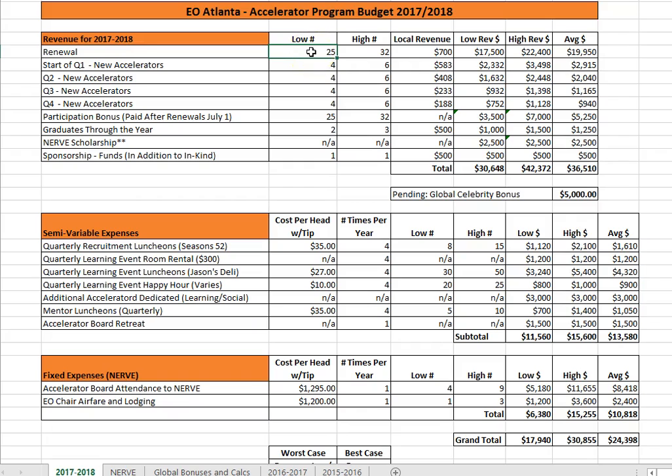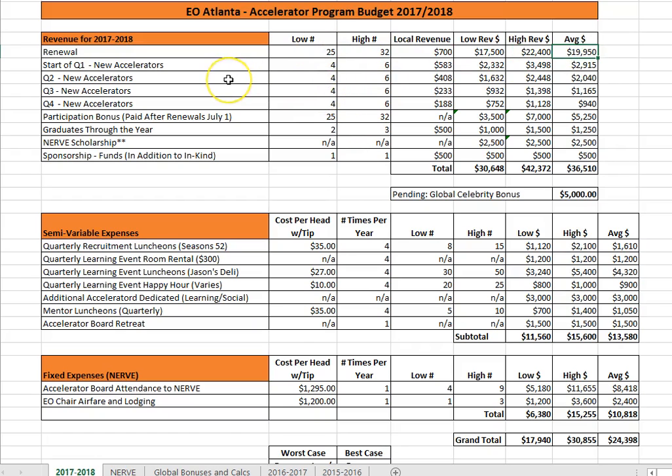So hoping worst case we'll have 25 renew, best case we have say 32 of the 38, and it could end up being higher because a lot of these people are new and should be staying in the program. Multiply that times the revenue figure for that item, and that gives you a low and a high and then an average for each of these.